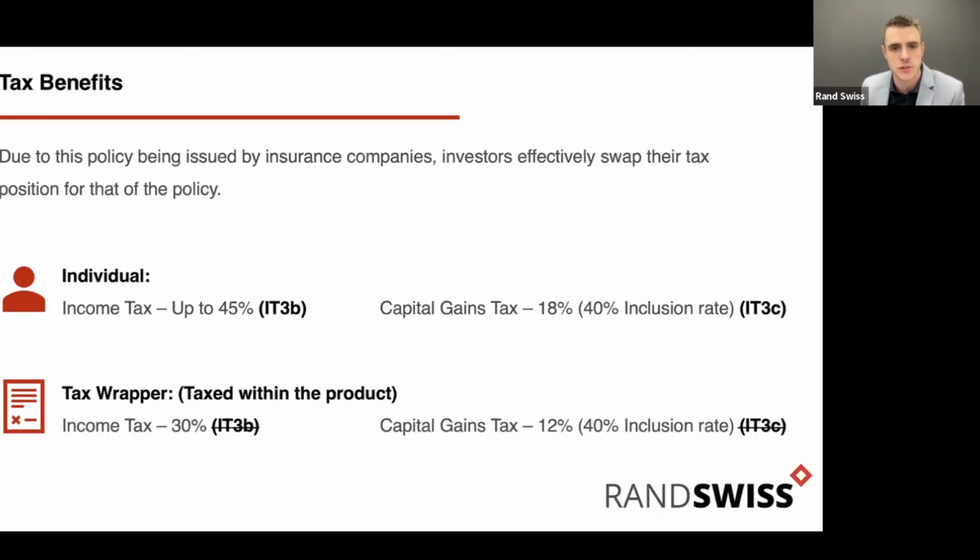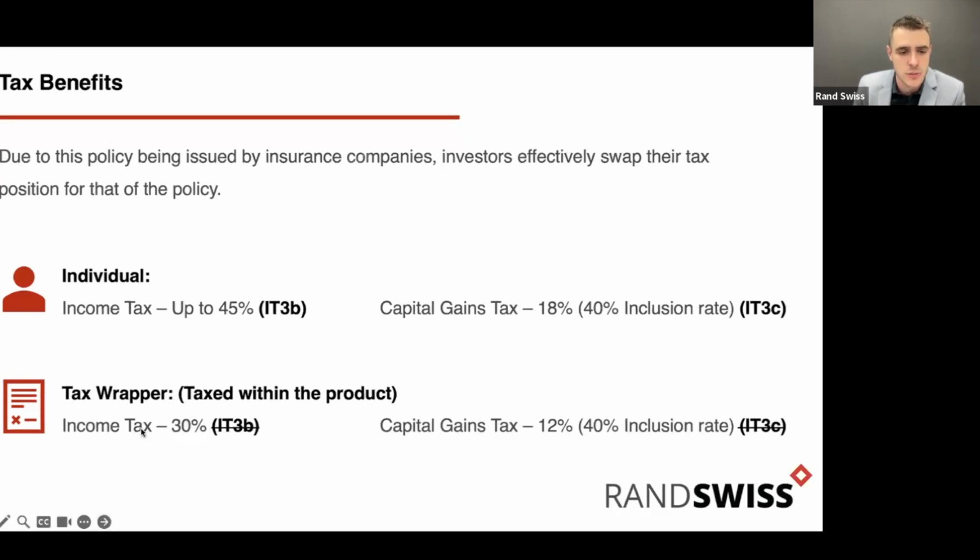What's nice about a tax wrapper is you are effectively swapping your tax position with the policy. So you'll notice as an individual, you can be taxed up to 45% on an income tax level, and in capital gains tax, like I said, you can be taxed up to 18% on an effective CGT rate level. With the tax wrapper, this is all taxed within the product. So all of a sudden, if you set up this investment, there's no IT3(b) being issued and there's no IT3(c) being issued. And as an investor, especially for your more high net worth individuals, you don't want to get this because it just means more liability to SARS. If you have a tax wrapper, all the tax gets taxed within the product. You don't have to ever worry about it in your individual capacity.